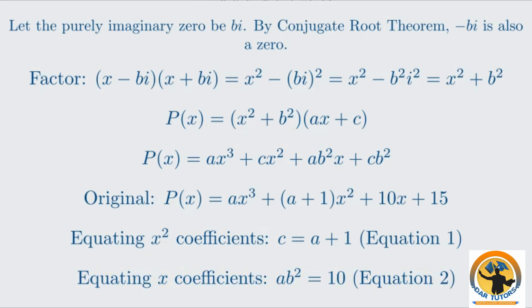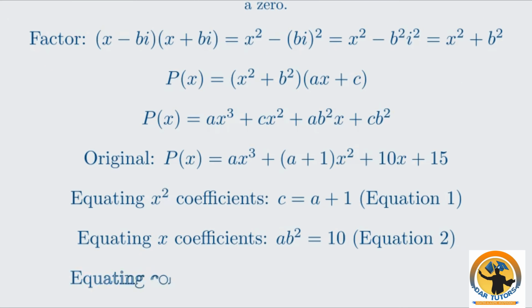From our factored form, the constant term is c b squared. So c b squared equals 15. This is our third equation. We have a system of three equations with three variables, a, b, and c.